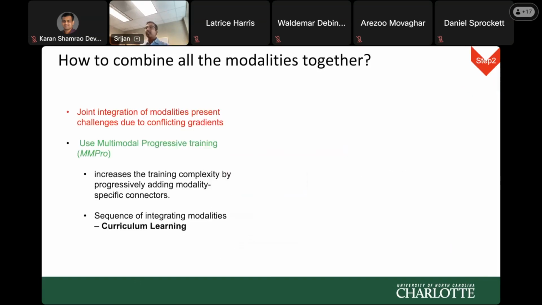And that's when we came up with multimodal progressive training. It's a very easy, simple method to train your LLMs if you have lots of modalities you want to embed into your LLM. How do we do that? What we do is we start solving easier tasks first. And then we go on integrating the modalities in a sequence, ensuring that the difficult modality comes at the end. So we increase the complexity of the task one by one. And that is what we call curriculum learning.